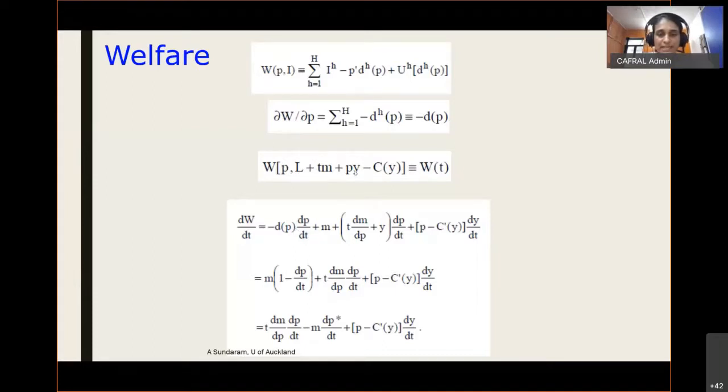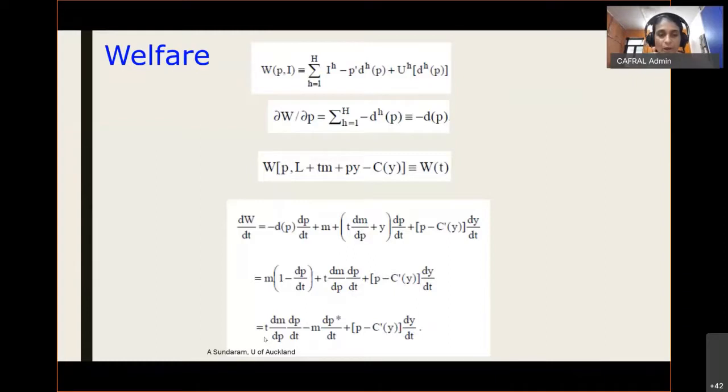So I'm going to say that expression is negative D of P times dP over dt, plus, let's take each of these second terms into account. The derivative of the second term with respect to t is first M plus t times dM over dP times dP over dt, plus Y times dP over dt, minus P times dY over dt, minus C prime dY over dt. The way I got that expression is I totally differentiated that welfare function with respect to t. After some algebraic manipulation, which is given in the second step, we can arrive at the third step, where dW over dt, t is the tariff by the way, is just t times dM over dP times dP over dt, minus the second expression here, and then the third expression.